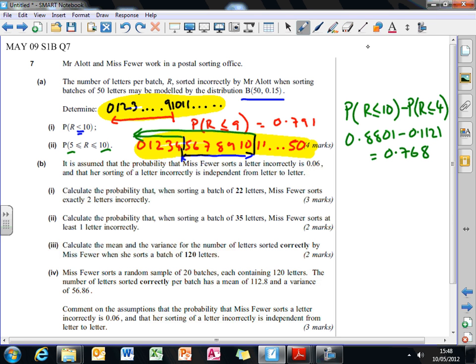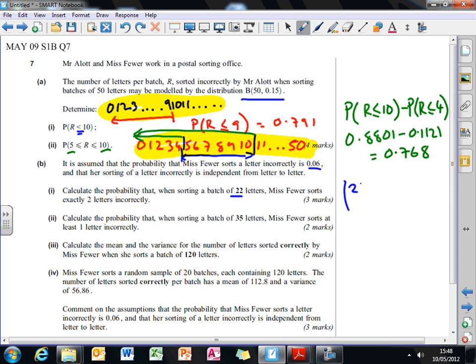So for part (b), it's assumed that Miss Viewer sorts letters incorrectly. The probability that happens is 0.06, and her sorting a letter is independent from letter to letter. So calculate the probability that when sorting a batch of 22 letters, that's n = 22, she sorts exactly 2 incorrectly. You can't find a table for exactly for 22, and for exactly we normally use a different technique.